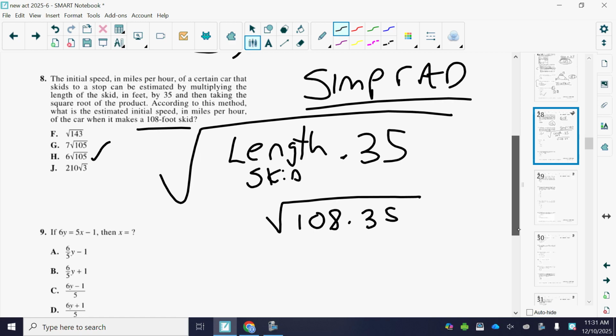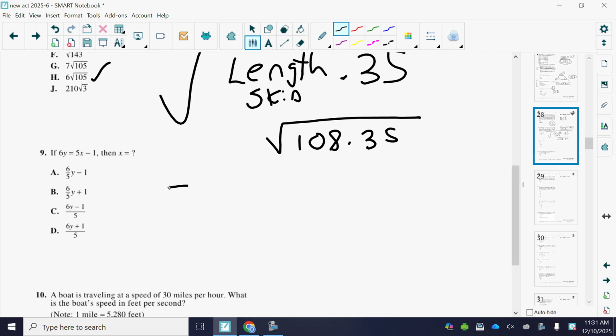This is a biggie. If they want X by itself, I'm going to rewrite it.